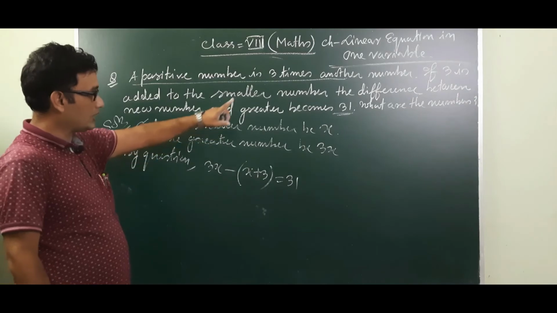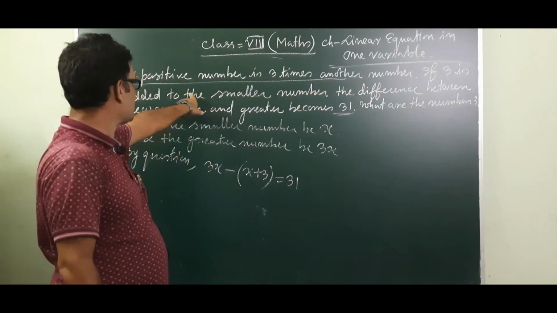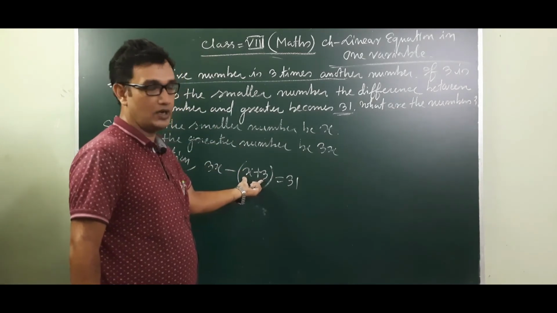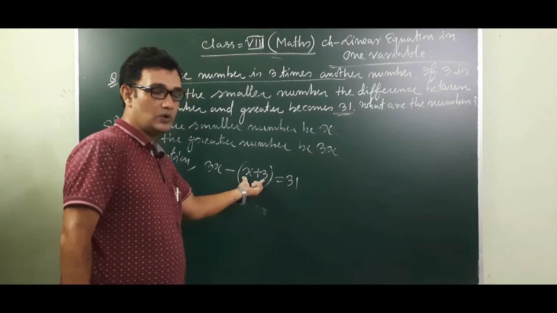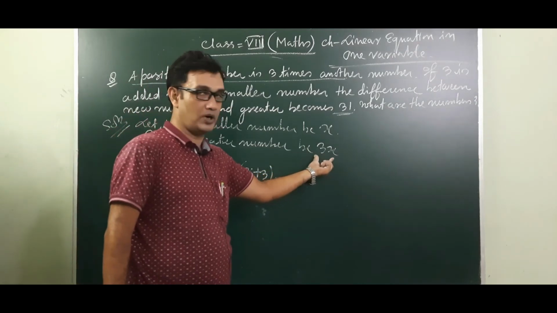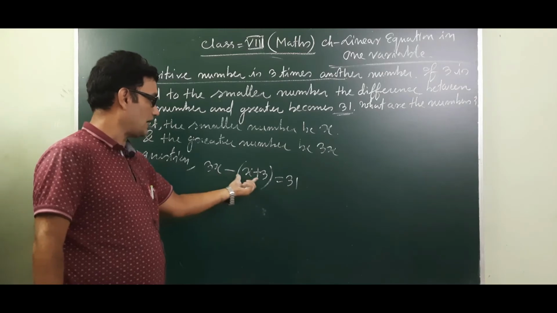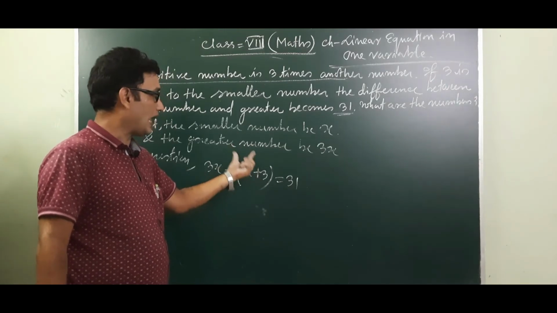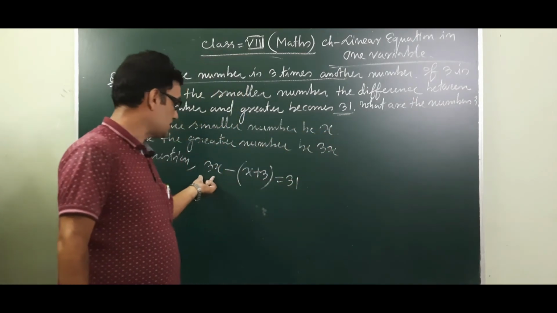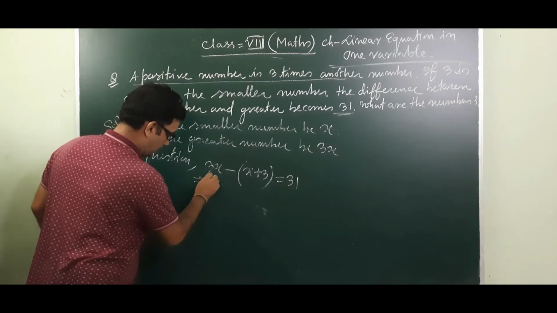Again I will repeat this part. You see, according to your question, with the smaller number you are going to add how much? 3. So you see, with the smaller number I am adding here x plus 3. Then this part you will subtract from which one? This part you are going to subtract from the greater number. So the greater number here is how much? 3x. So 3x minus (x plus 3). Then the result will come out how much? The result will come out 31. So this minus this equal to 31. Then you see how we will solve after that.